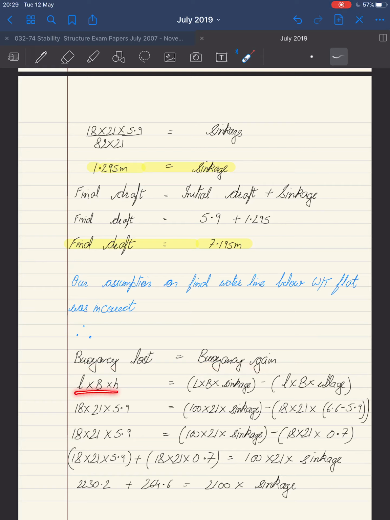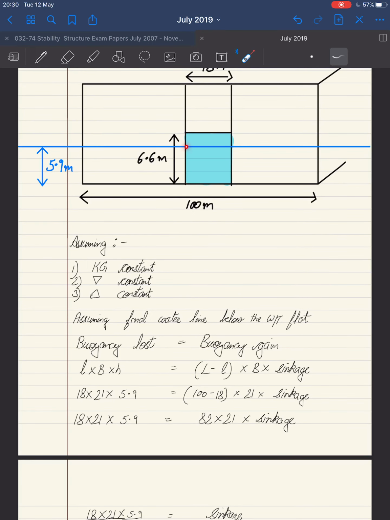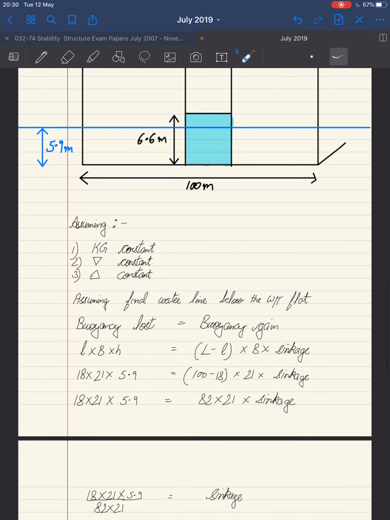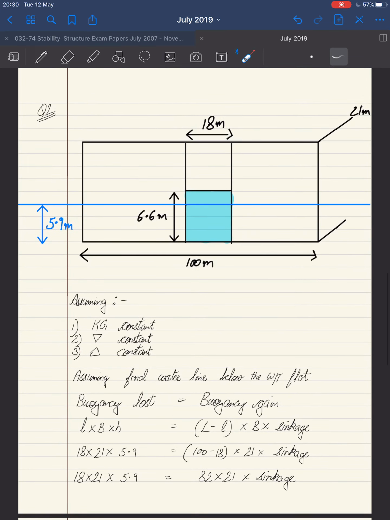So buoyancy lost is small l multiplied by capital B multiplied by the draft, which is this part in the diagram. And if we look at buoyancy gain, it says length times breadth times sinkage minus small l times capital B times the ullage. Now, in order to understand how this comes up, we need to go back to our drawing.